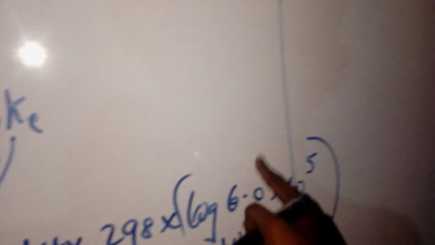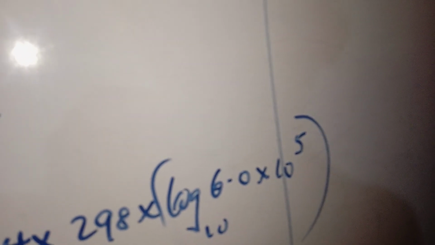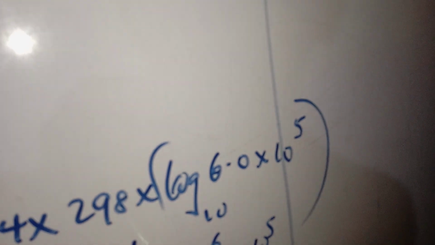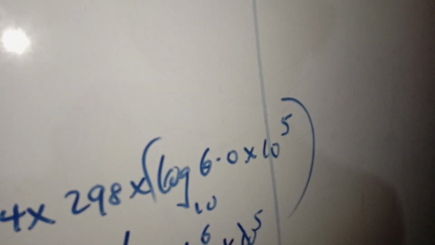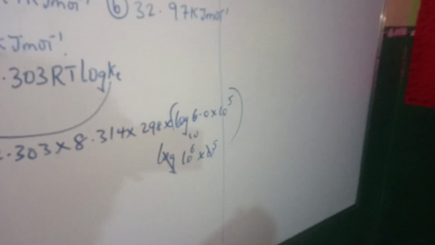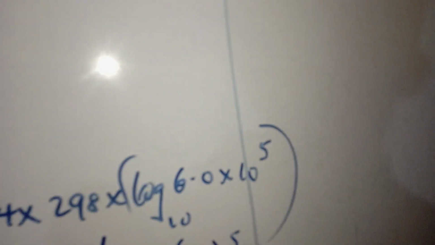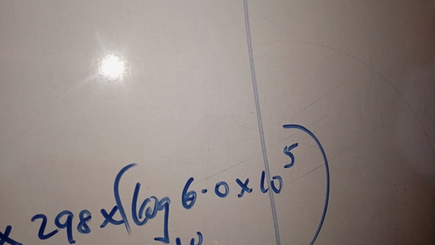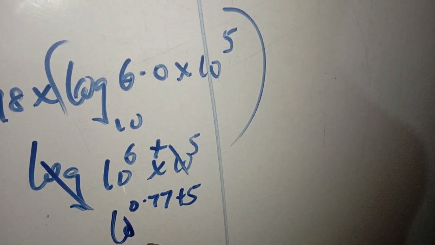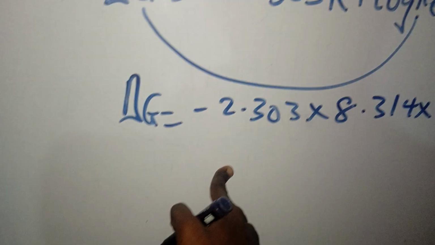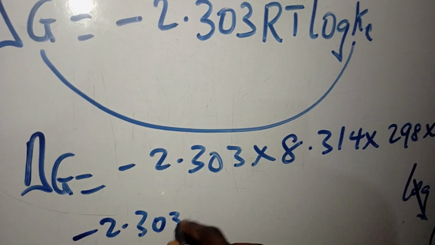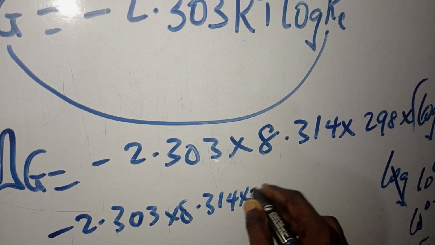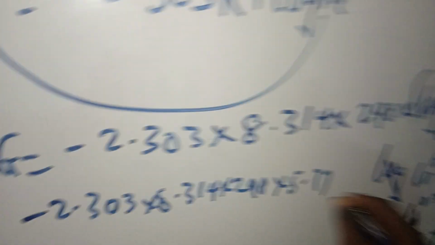I would love us to treat this one separately. If you have to solve this, it is just like 6.0 times 10 raised to power 5. You get the logarithm of this. Log base 10 of 10 cancels out. By the time you press log 6.0, that will give you 0.77. So this is just like 10 raised to power 0.77 plus 5. When you have times, you add the indices. So that will give you 5.77. So you bring everything together here. That'll be minus 2.303 times 8.314 times 298 times 5.77.